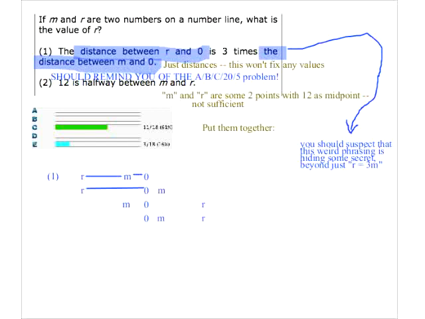Also notice the ratios here are set. These are not random points to the left and right of 0. You have to have that 3-to-1 ratio. Now, 12 is halfway between M and R. If we're putting these together, we need both of these things to be true. So now we've got to think about which of these cases will actually allow us to do that. In which of these cases is this actually possible?